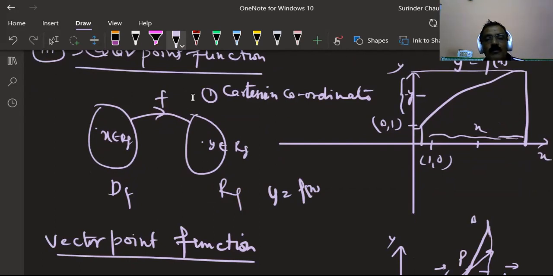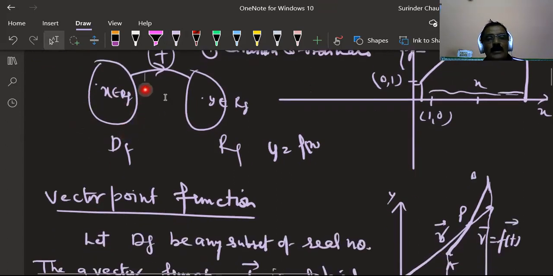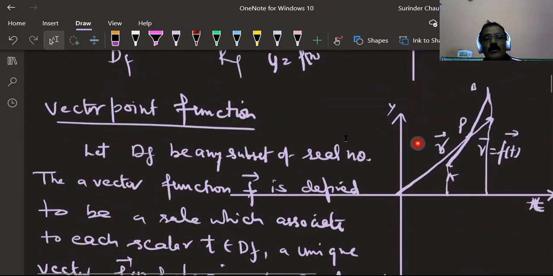Now, in a similar fashion, if we have two non-empty sets Df and Rf, and if this rule becomes a vector, and x is a scalar variable, then this scalar point function will become a vector point function. So let's define a vector point function.